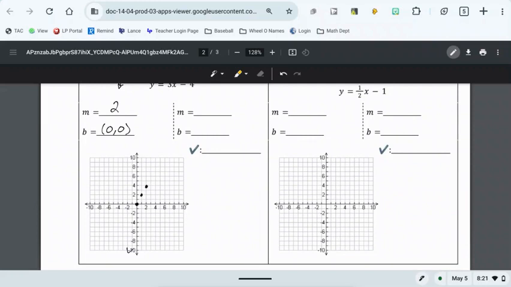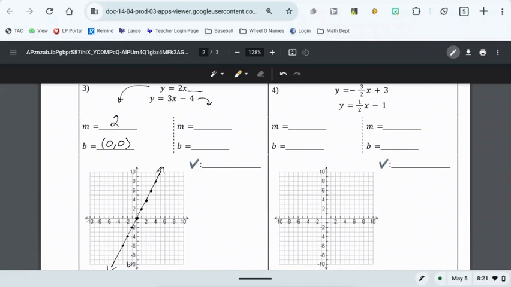Like I said, just strategically, we're going to do a few extra for our first line, just so that when we graph the second line, we can easily see where the intersection is going to be. And then always use a straight edge. There's our first line.